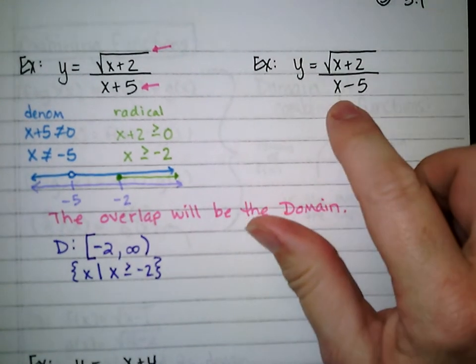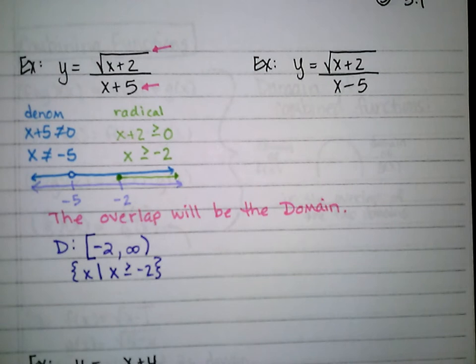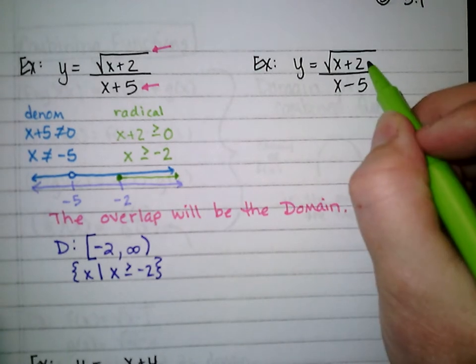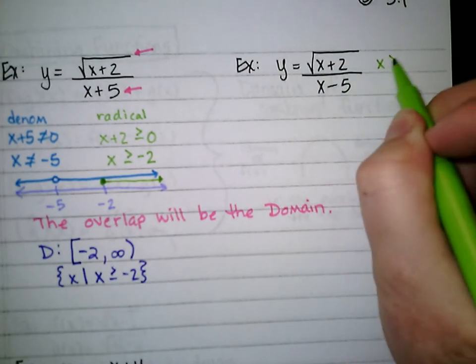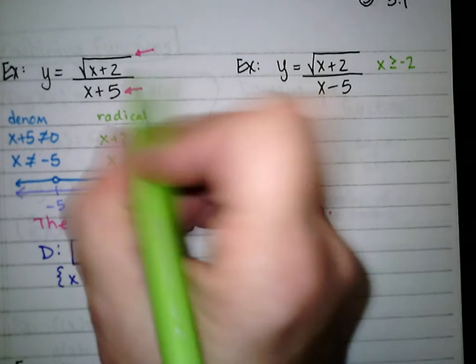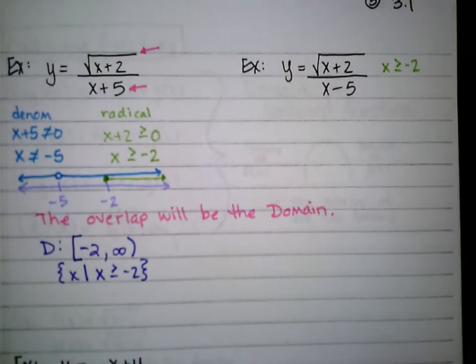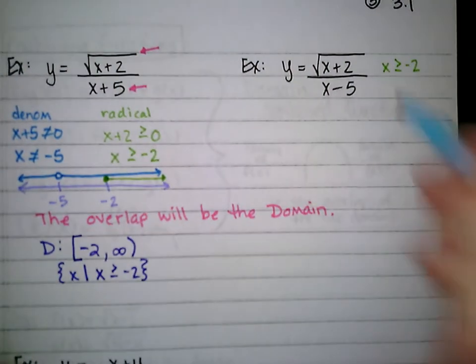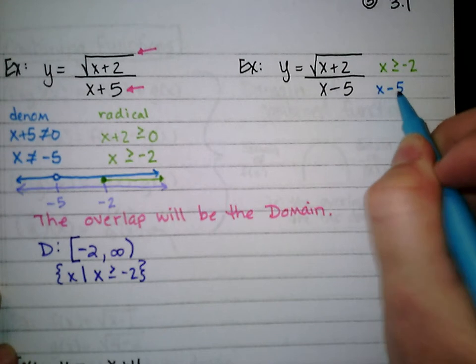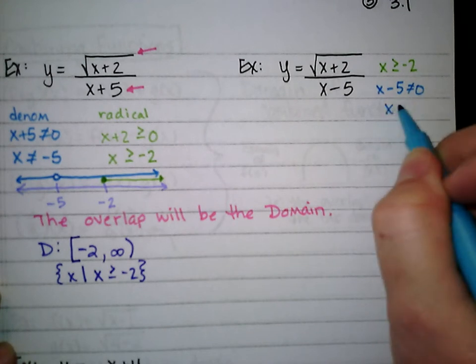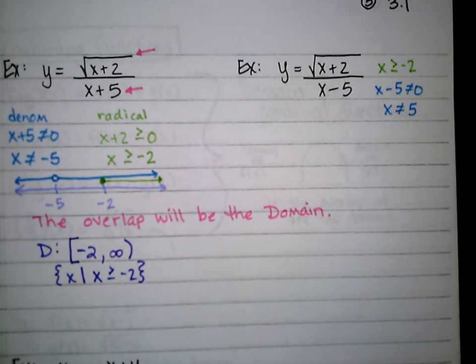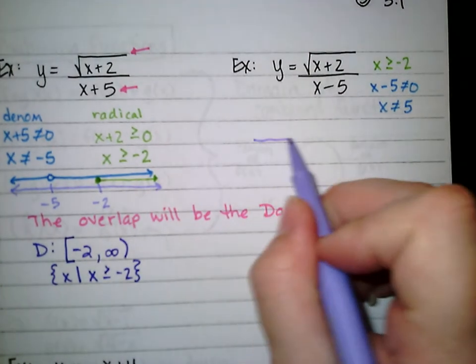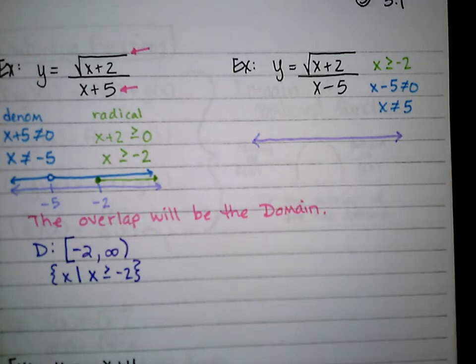Now this function is slightly different. From the radical is still going to be the same. So from the radical, we're still getting that x has to be greater than or equal to -2, because that's the same as that problem was. But now from the denominator, we had x minus 5 cannot equal 0, so x cannot equal 5. Okay. So let's look at that on a number line. A little bit different, but kind of the same idea.